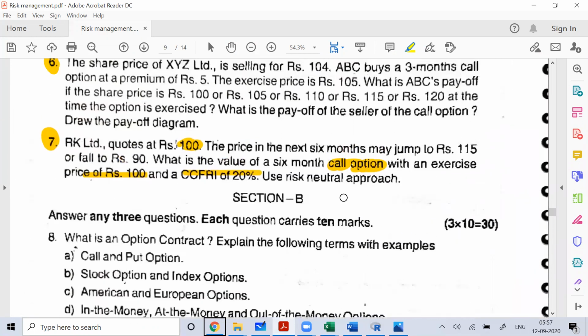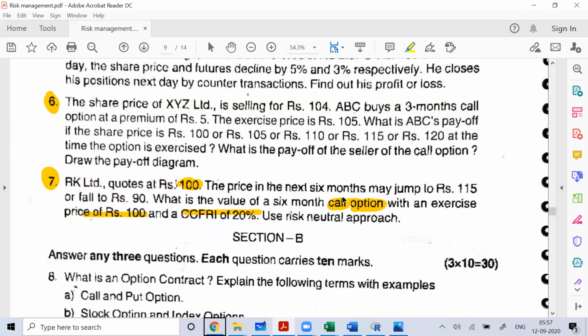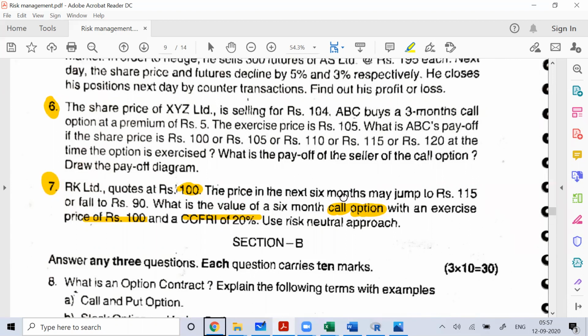I've already done this seventh question. Let's see if there's no other problem, then we'll do the sixth one. The other risk neutral ones, you can do by yourself, there's nothing big in them. Let's do question number 6.